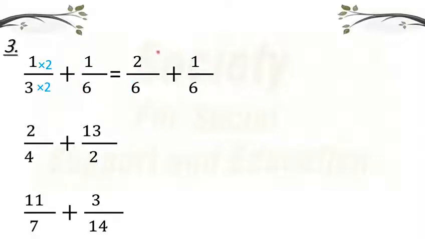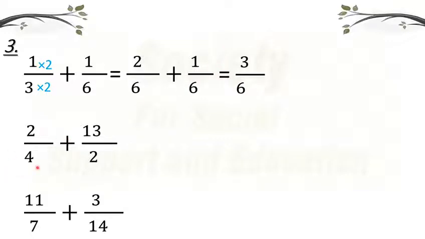So here, 2 over 6 plus 1 over 6, I have same denominator. Now I can add 2 plus 1 equal to 3 and keep the denominator the same, 3 over 6. Let us go to this number.